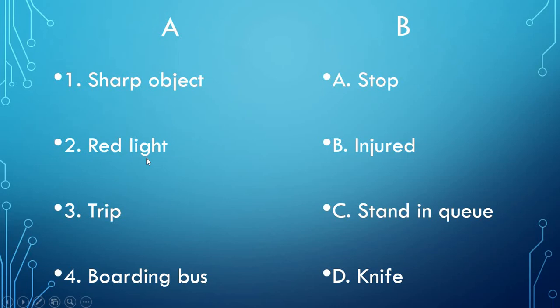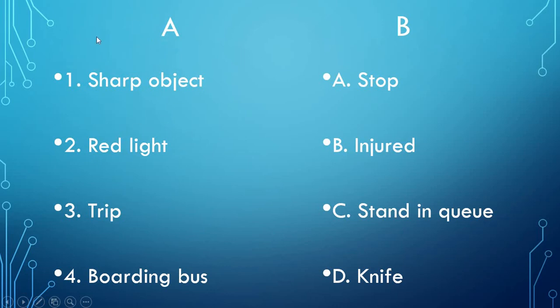Sharp object, red light, trip, boarding buses. Now here trip means to pull someone's leg while you are doing mischief. You do that even in the school. So trip means that. Sharp object, red light, trip, boarding bus. And here part B says stop, injured, stand in queue, knife. Stand in queue means stand in line. So try to match this.